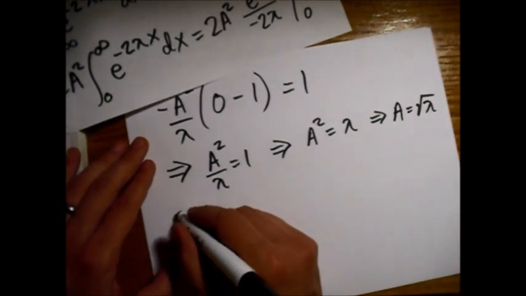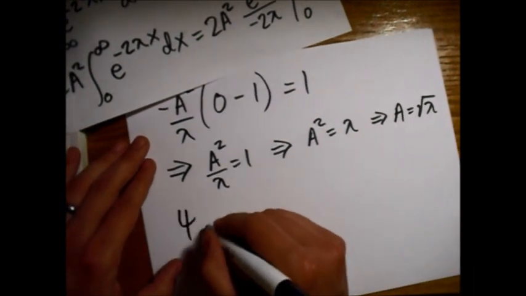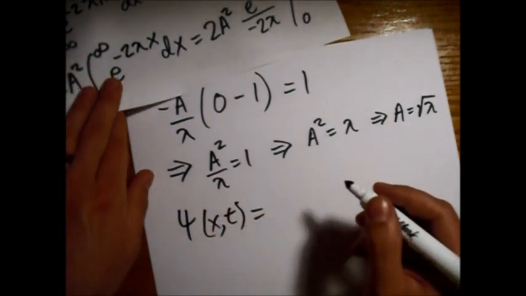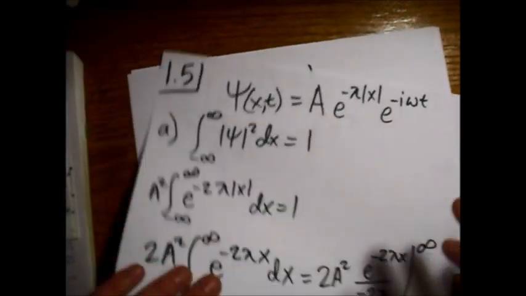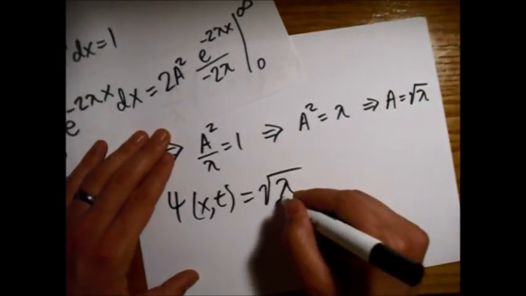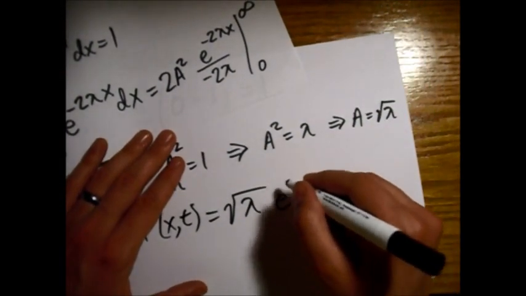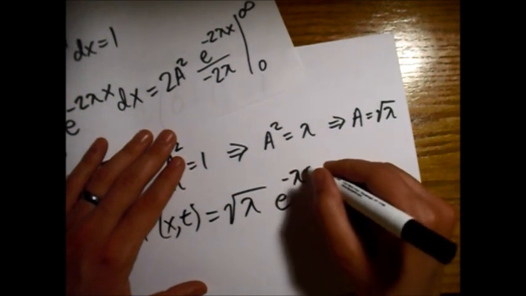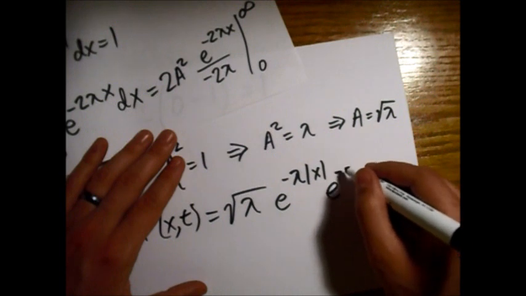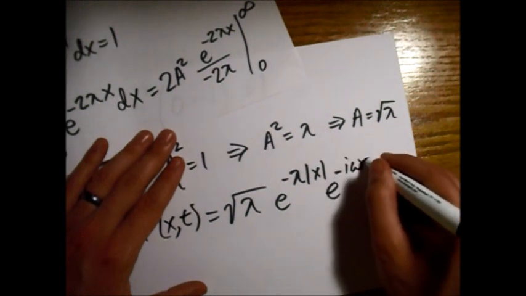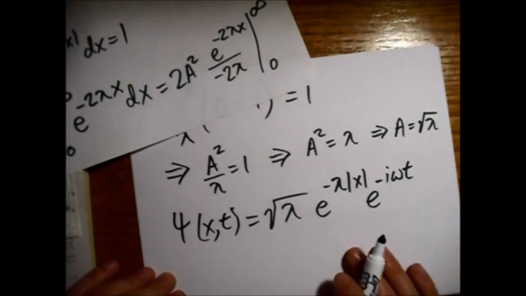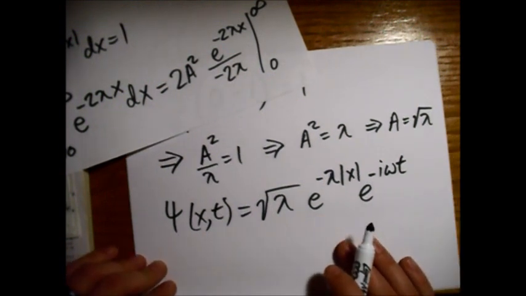So we have our wave function. Now we're just going to plug that in right up here to get our normalized wave function. Square root of lambda, e to the minus lambda, and then absolute value of x here, and then we have that phase factor, like that. Alright, so here's our normalized wave function, and we're done with part A.